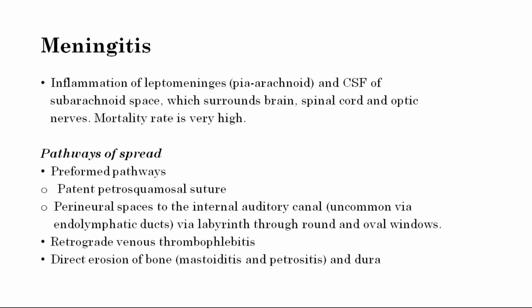Now coming to meningitis. Meningitis is, you can say, the most common intracranial complication. It is inflammation of the leptomeninges, that is pia and arachnoid, and CSF of the subarachnoid space, which surrounds the brain, spinal cord, and optic nerve. It can be divided into two parts: either a localized meningitis, or a generalized meningitis. This definition is the definition of generalized meningitis.